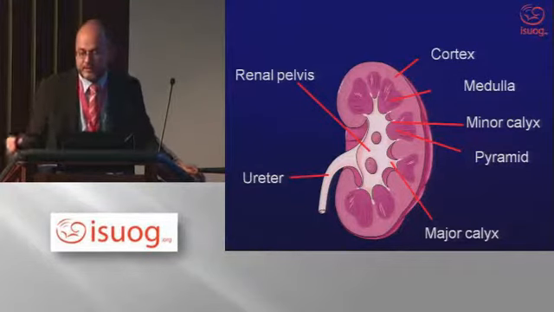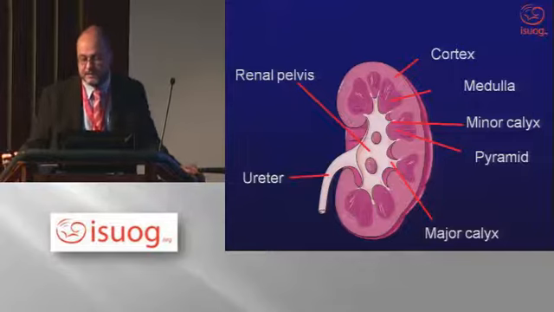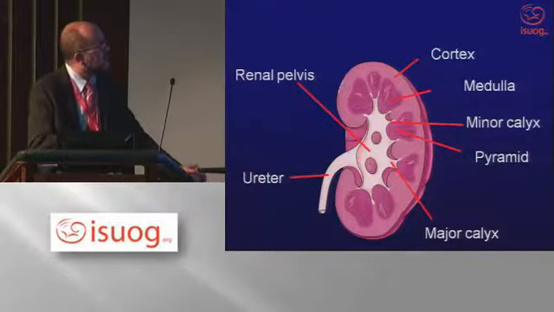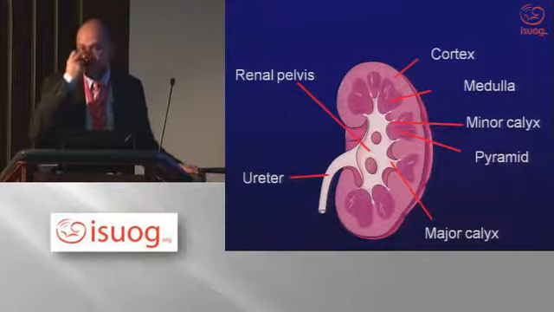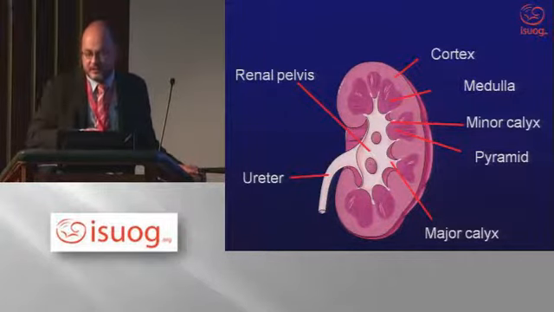And there's usually 3 to 4 major calyces. And those major calyces drain into the pelvis, into the renal pelvis. Just a tiny bit of embryology.